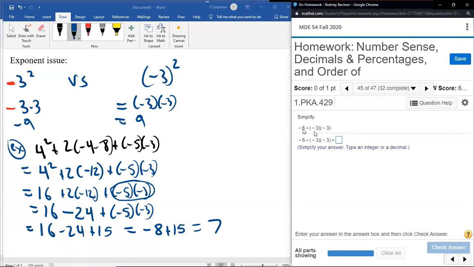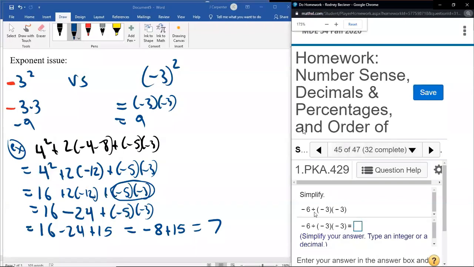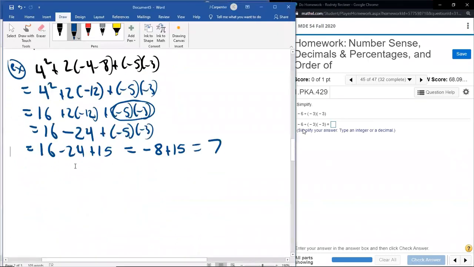If you can't see, the zooming in was a little too wild there. That is a division between the -6 and the first -3. So that's -6 divided by -3 times -3. This problem is great because it's emphasizing what we just went over in that very last step.